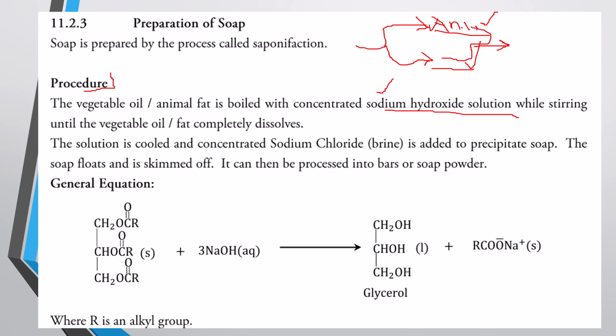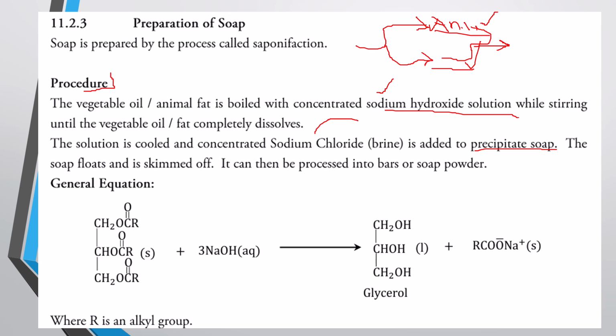After that, the solution is going to be cooled and then concentrated brine is added. Remember that brine is the same as concentrated sodium chloride solution. So the solution is cooled and then concentrated sodium chloride is added to precipitate the soap.